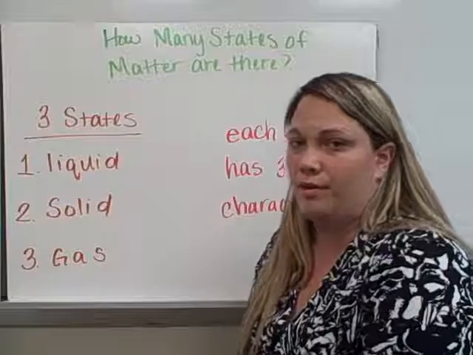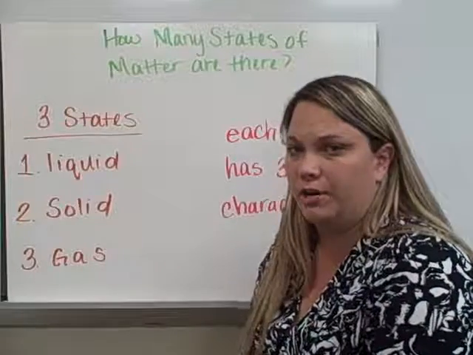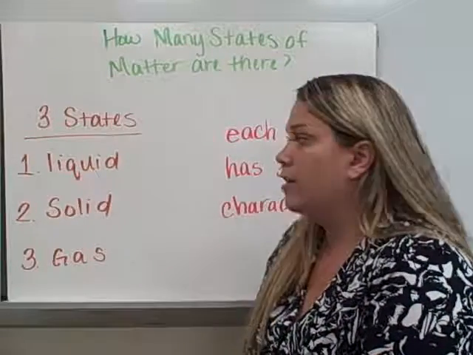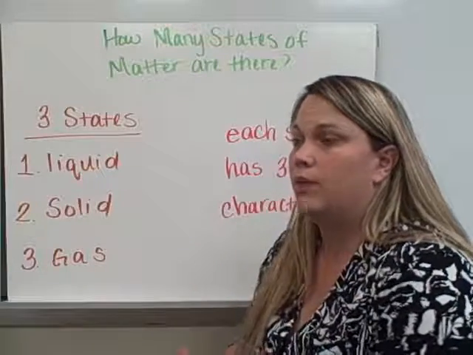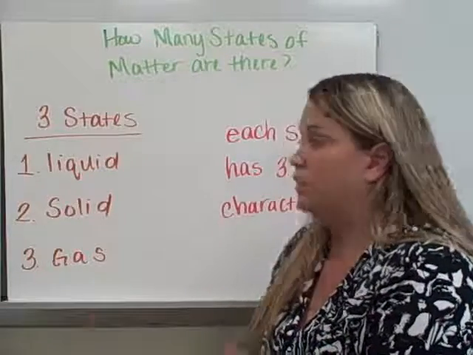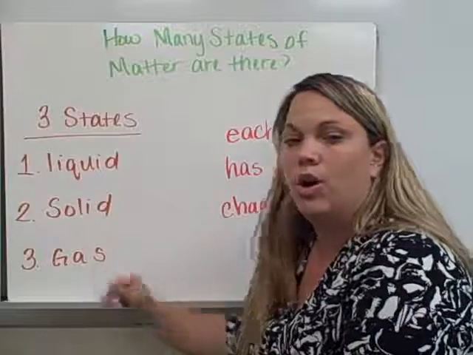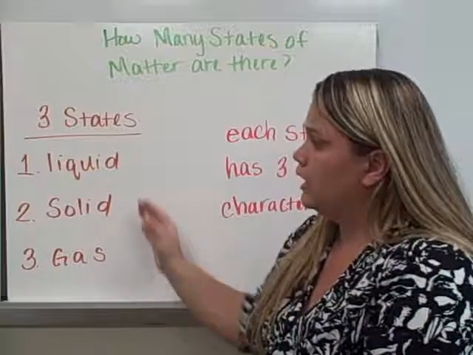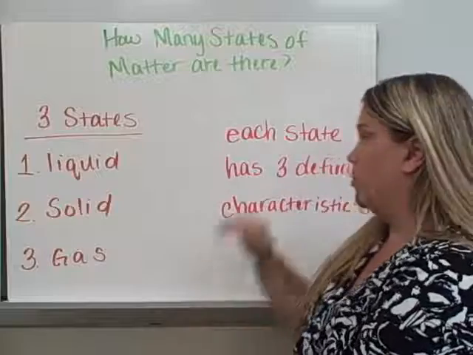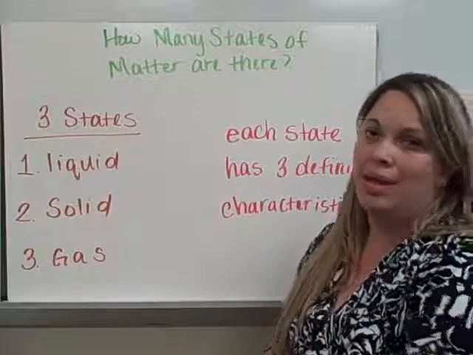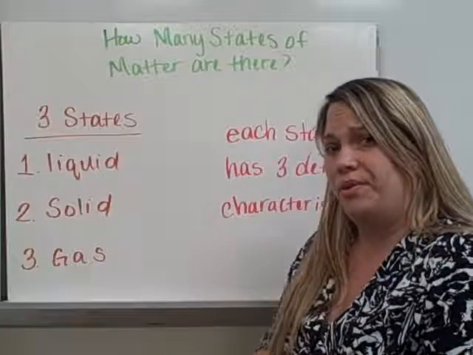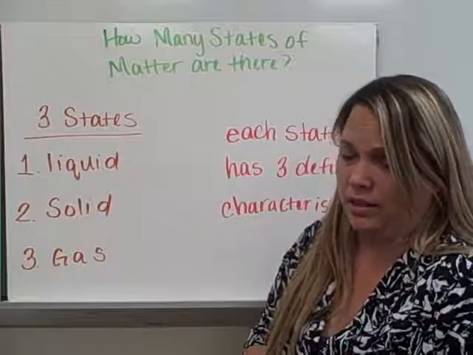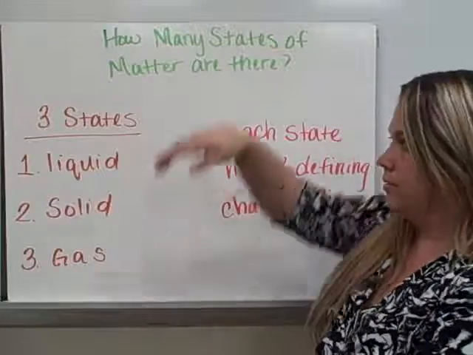How many states of matter are there? Well, there are 3. The 3 states of matter are liquid, solid, and gas. So everything around you is either a liquid, a solid, or a gas. Each one of these states has their own 3 characteristics. Characteristics are what we use to determine whether an object is solid, liquid, or gas.